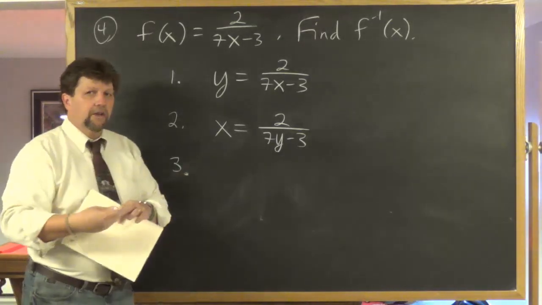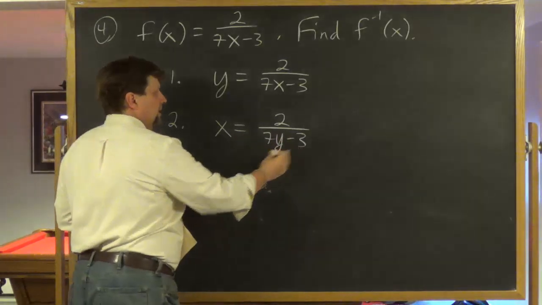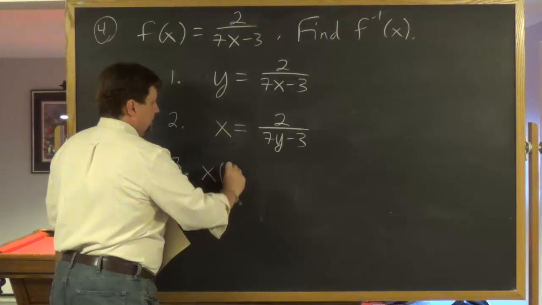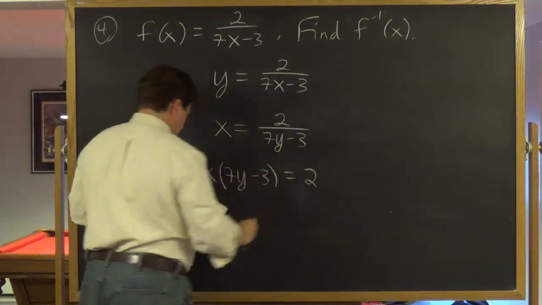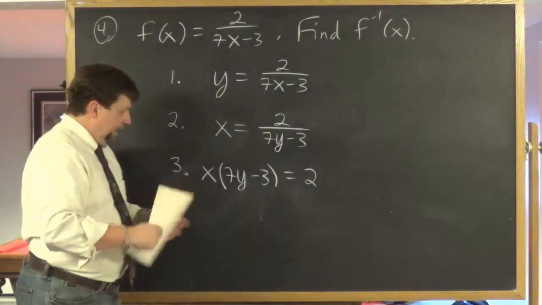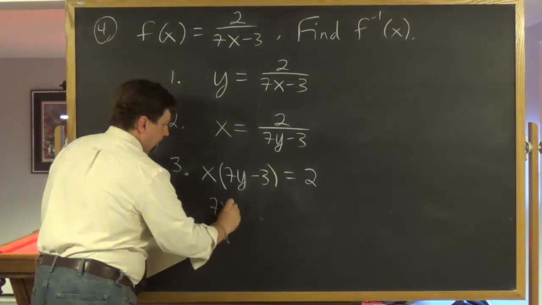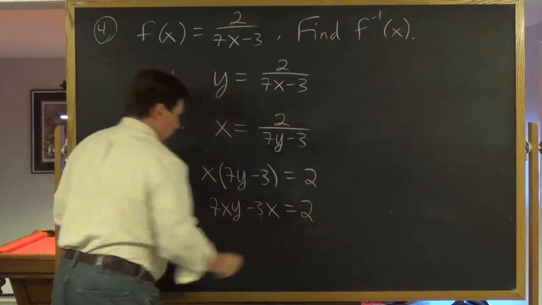Well, here's how I'm going to solve it for y. I'm going to start off by multiplying both sides of this equation by 7y minus 3. That gives me x times 7y minus 3 is equal to 2. And now I can distribute this x to get 7xy minus 3x equals 2.